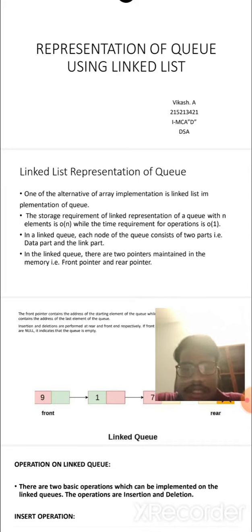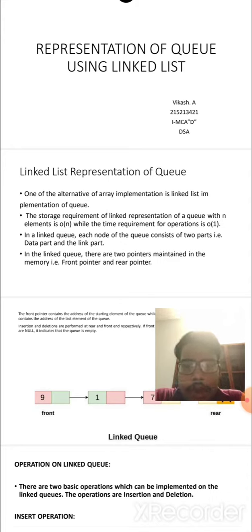What is linked list representation of Q? One of the alternatives to array implementation is linked list implementation of Q. The storage requirement of linked list representation of Q with n elements is O(n), while the time requirement for operations is O(1).